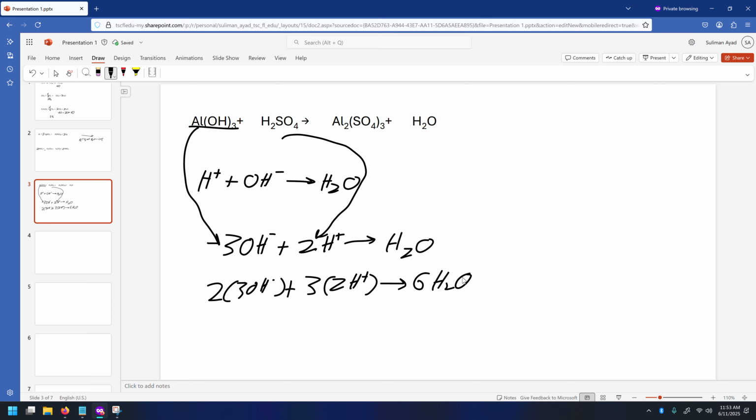Back up at our original equation, we're just going to apply those same coefficients here. So I've got 2 aluminum hydroxides, 3 sulfuric acids will produce probably one of these. We'll go back and check our work later, and 6 H2Os. To check our work, I'm going to look at those other ions and make sure they line up with this compound. Well, the 2 aluminums is 2 aluminums there, and the 3 sulfates, look at that, 3 sulfates right there. And so we know now that this is a balanced equation.